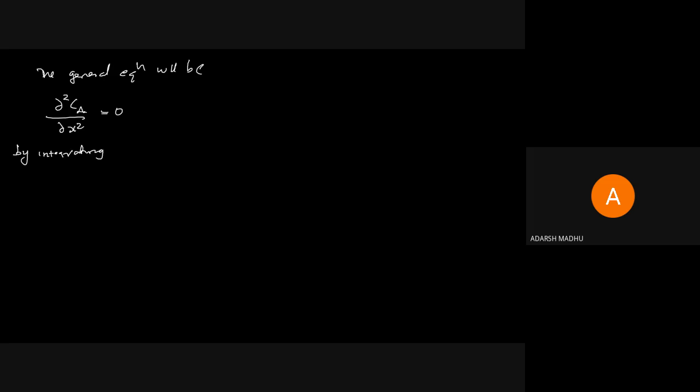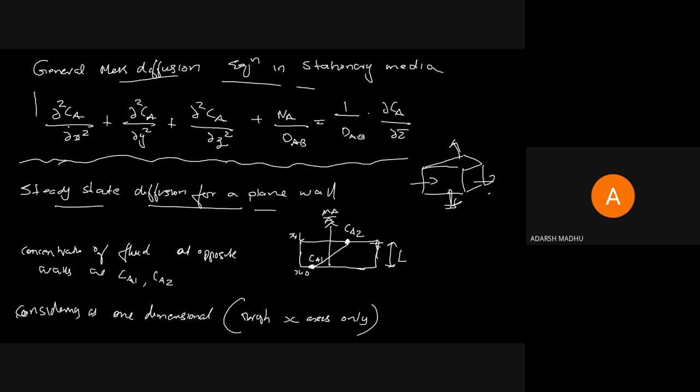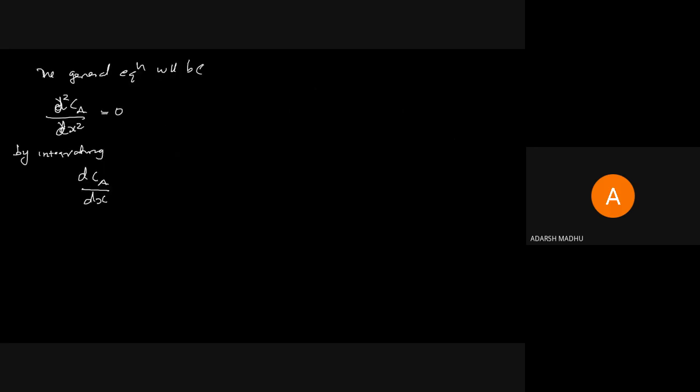So integrating, we get dou CA by dou x. You can take d square CA by dx square, because we are taking this as a very infinitely small area. That is why we take dou. We are taking an infinitely small area for analysis, directly a plane wall here. So we can take d square CA by dx square equal to 0.